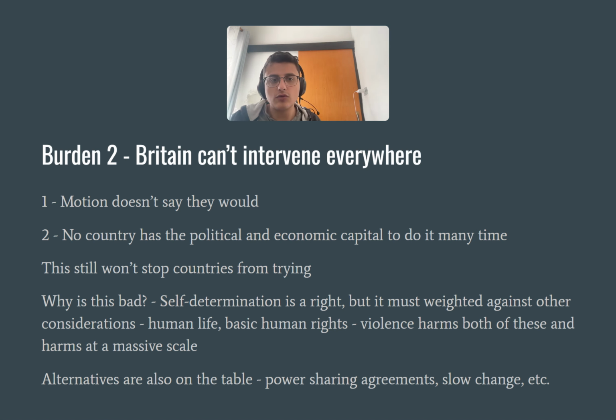But the second way that you could say is that alternatives are on the table. You could reach some kind of power sharing agreement between yourselves. You could have slow and incremental change that could lead to long-term deals. Violence shouldn't always be on the table and shouldn't always be chosen, especially if it has ripple effects, even if it's for a noble goal in this particular moment.